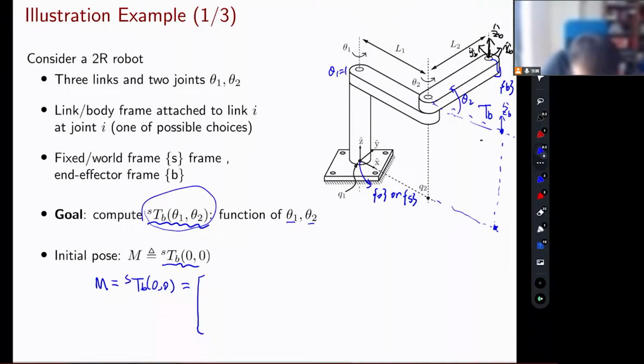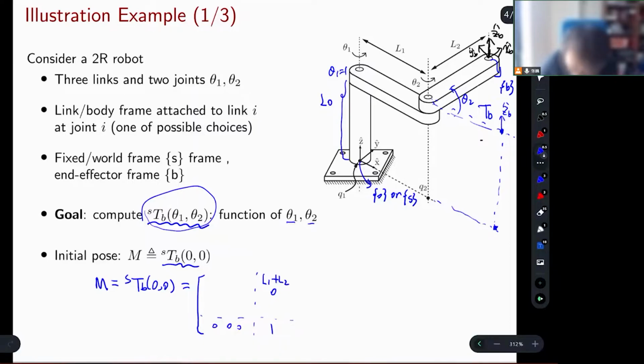Okay. Let's say this is my R matrix. That's 0, 0, 0. This is 1, right? The first x coordinate is L1 plus L2. And the y coordinate is 0, and z is, let's call that L0. Okay, that's the link one. Z is L0. Let's ignore the thickness of those boxes. Let's assume they are all at the same level, for simplicity. Okay, that's for P.